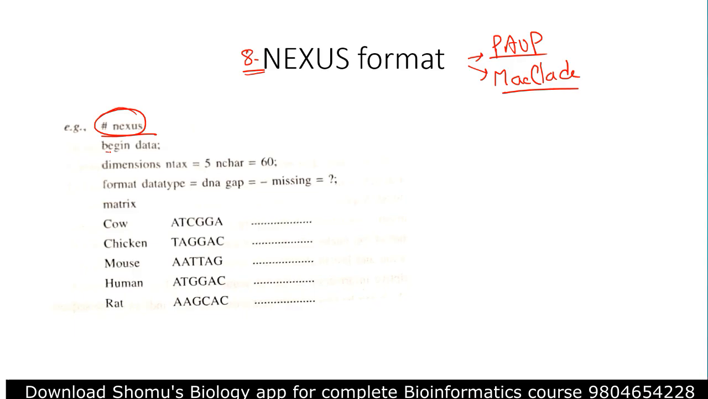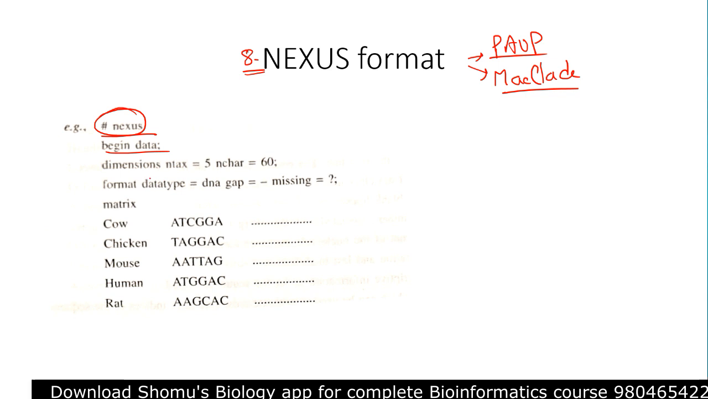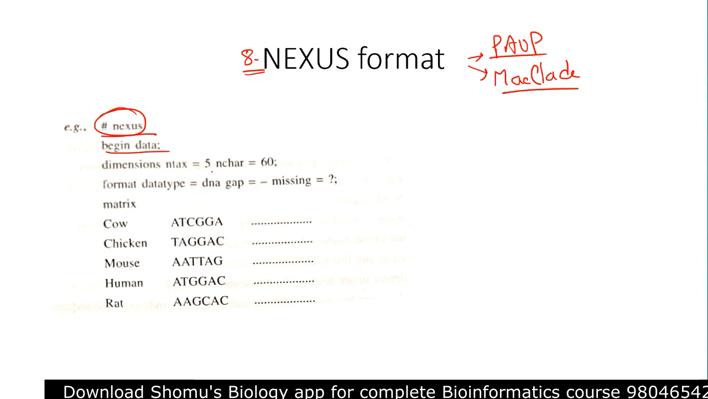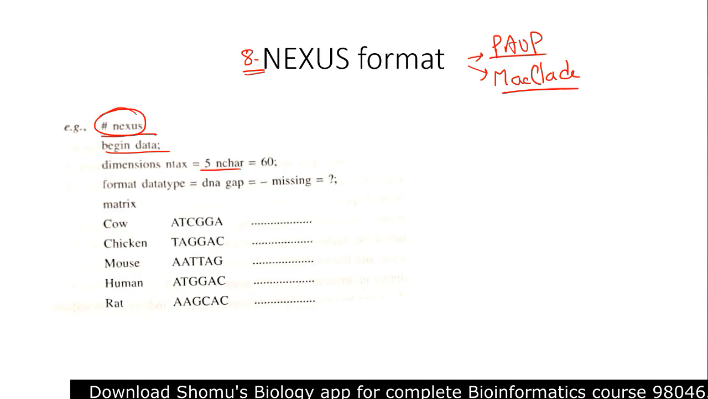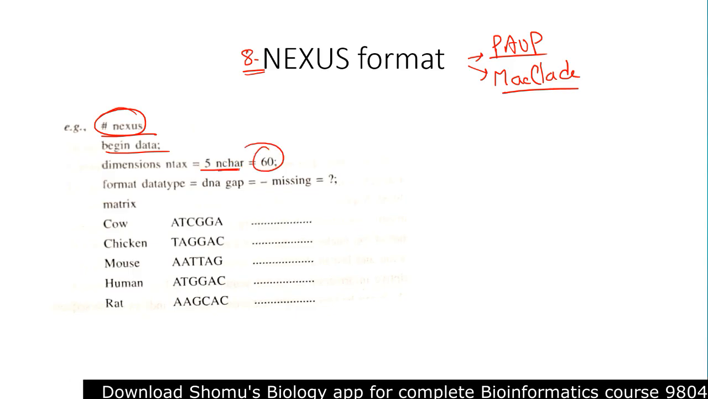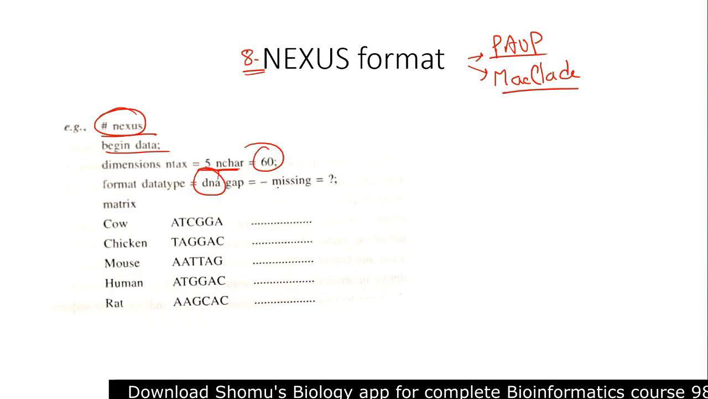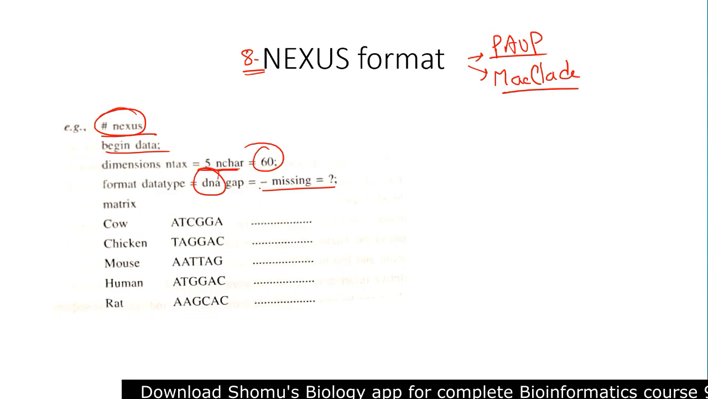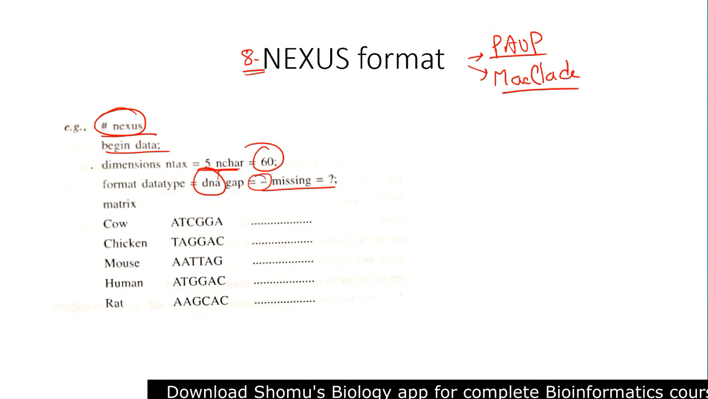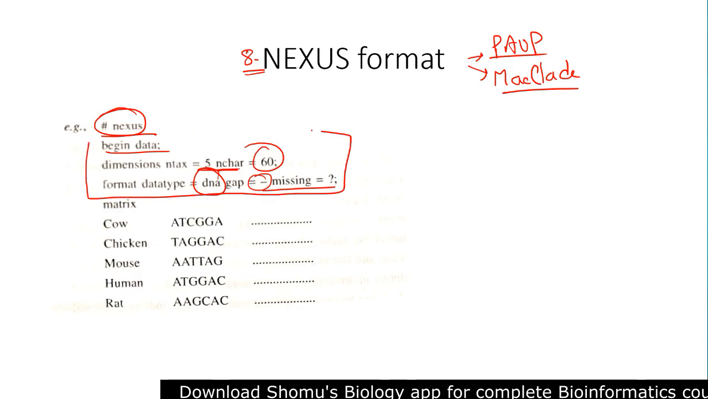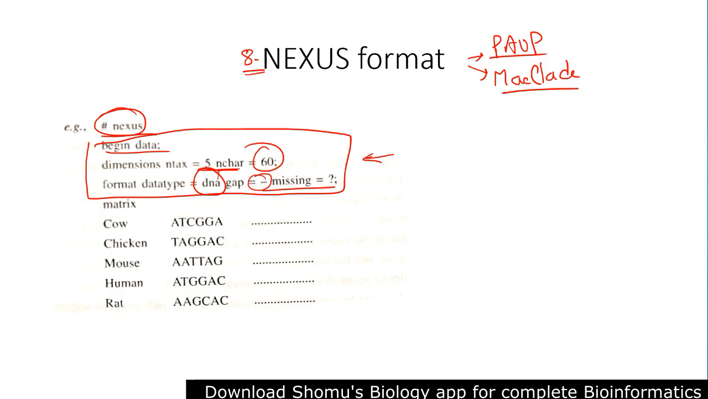Okay, and then the beginning of the data, and then what you can see, the dimensions of character is also told 60 n character, format data type DNA, gap missing. Gap is denoted with dash, missing is denoted with question mark. So basically what they mean is already stated at the top. Quite easy, quite simple, straightforward.